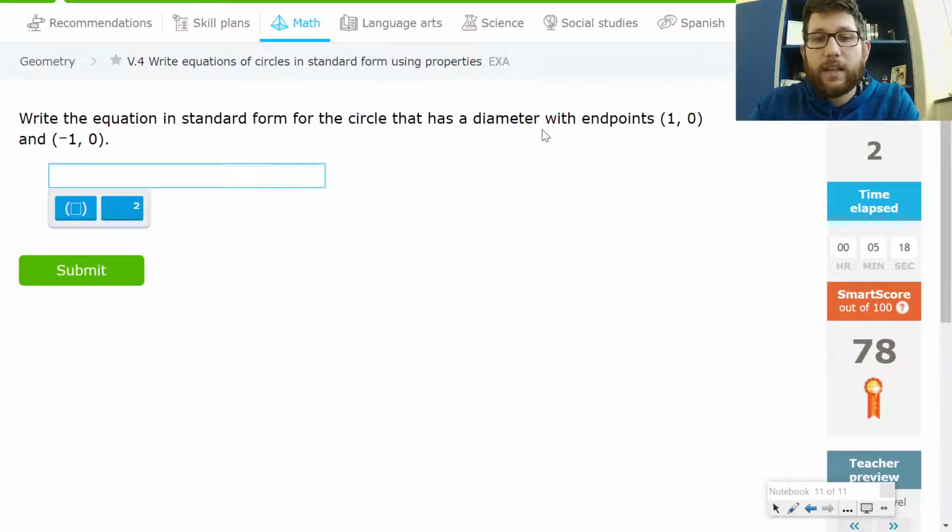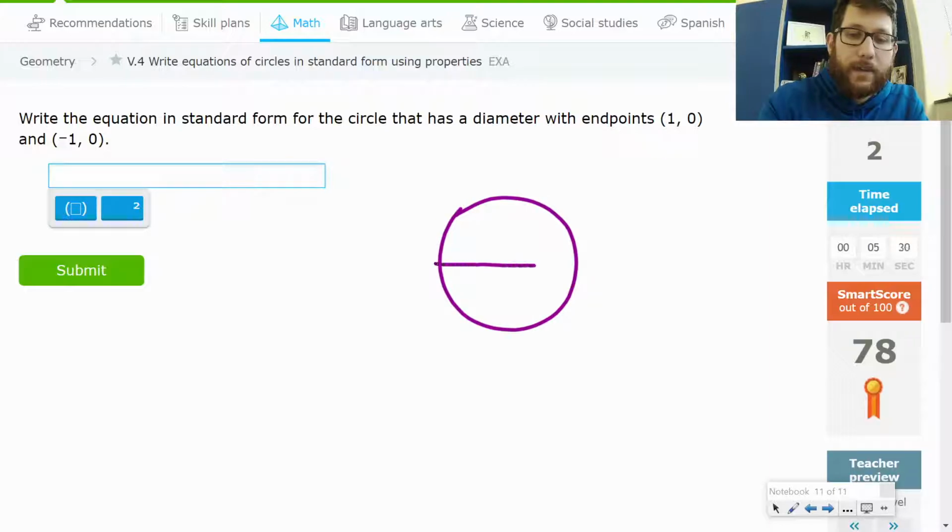Okay, notice in this case they've given us a diameter with endpoints of positive 1, 0, and negative 1, 0. So instead of giving us the center, they gave us the diameter endpoints. Okay, so let's think about this. If my diameter endpoints are here and here, where would my center be? What would be right in between those two? So I could find the midpoint between 1, 0 and negative 1, 0. What's directly in the middle of 1 and negative 1 is 0. In the middle of 0 and 0, it's also 0.